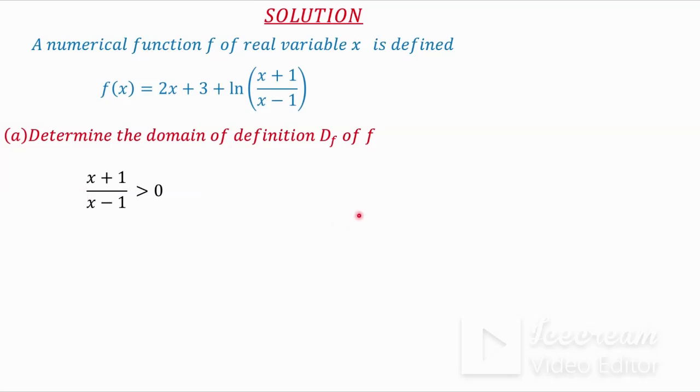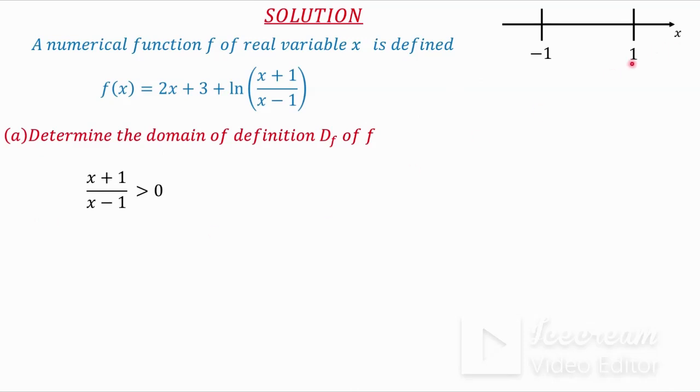So what are we going to do? Simply, we can use our sign table to determine the values of x which satisfy this inequality. So we have the roots -1 and 1. How do we obtain these roots? By putting the numerator equal to 0, that is x plus 1 equals 0, we obtain the first root, which is -1, and we do the same for the denominator, x minus 1 equals 0, and we obtain the second root, which is 1.